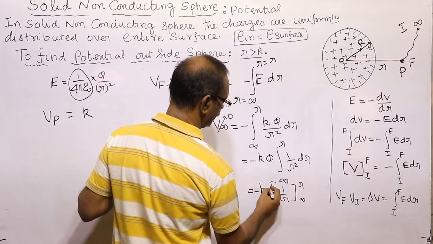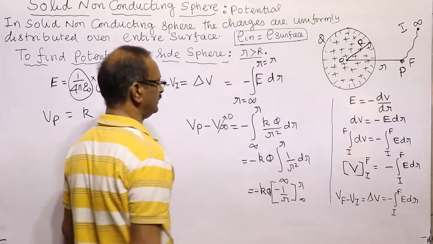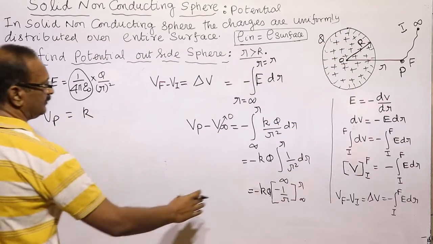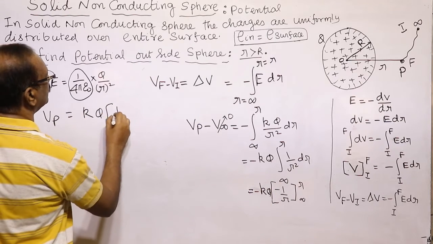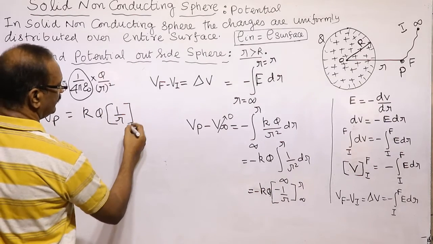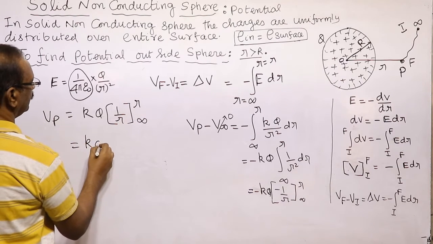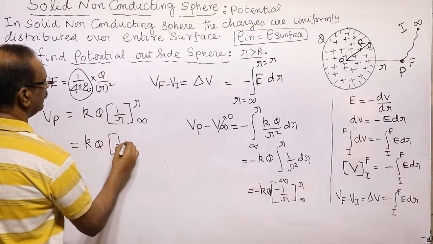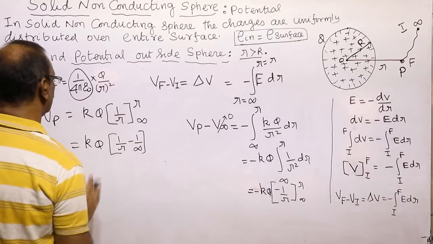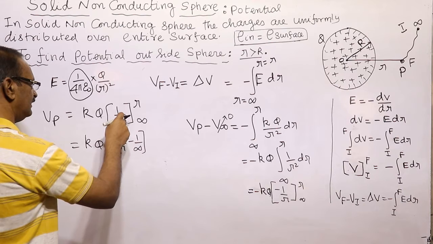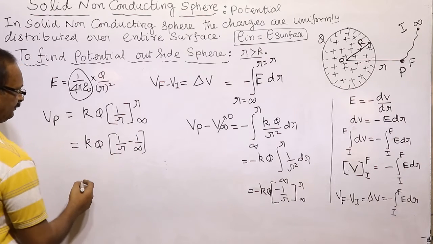Minus K into Q, where Q is the charge distributed over this sphere. Minus K, if you are taking the minus outside, KQ into 1 by R, applying the limit for R from infinity to R, or KQ into 1 by R minus 1 by infinity, and applying the limit. How to apply the limit?